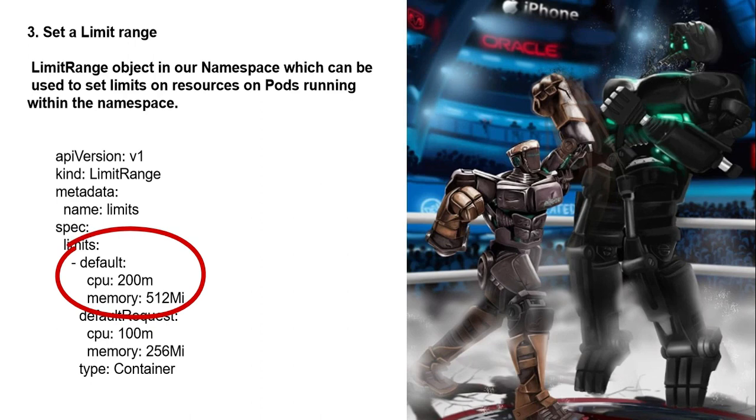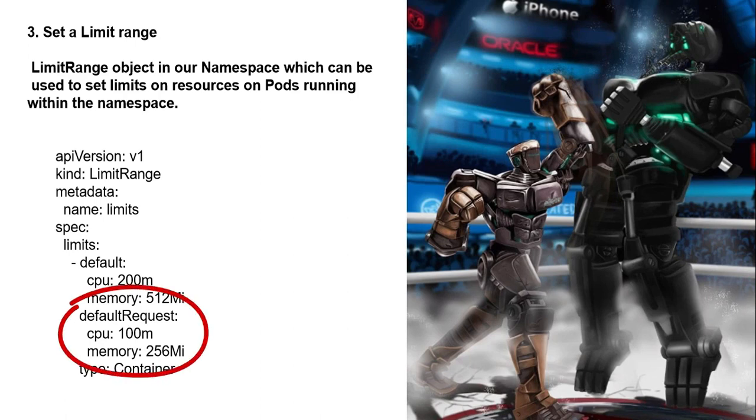Any container with no limit defined will get the default value assigned from the default section itself. Next, the default request section sets up the default request for the container in the pod. Any container with no request defined will get the default value assigned by the default. So, moving to the next slide.